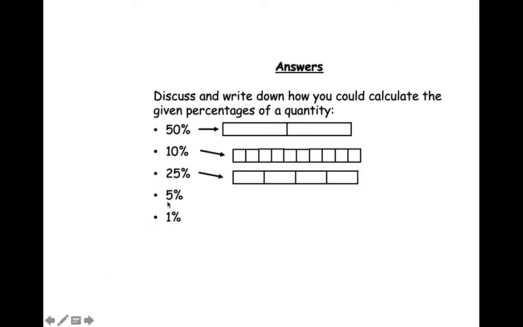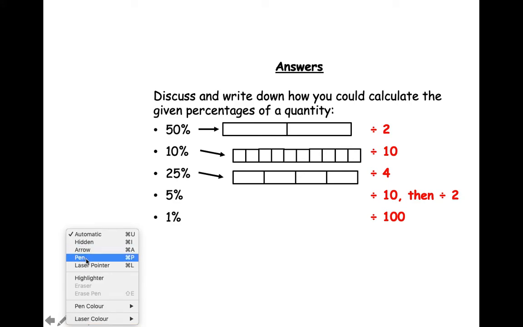And this is the way I like to think about it. If you're doing it without a calculator, 50% means splitting 100% into 2 parts. 10% means splitting 100 into 10 parts. 25% means splitting 100 into 4 parts, etc. So these are the tips on how you find 50% of a number: 10%, 25%, 5% and 1%.